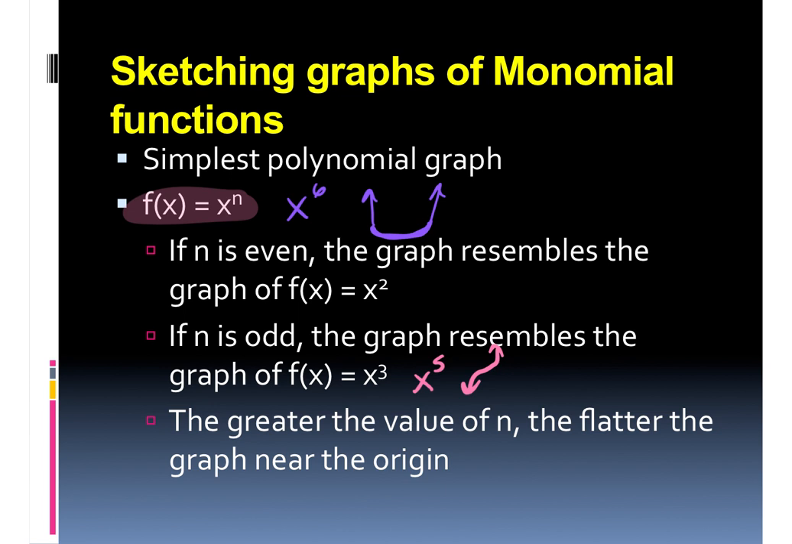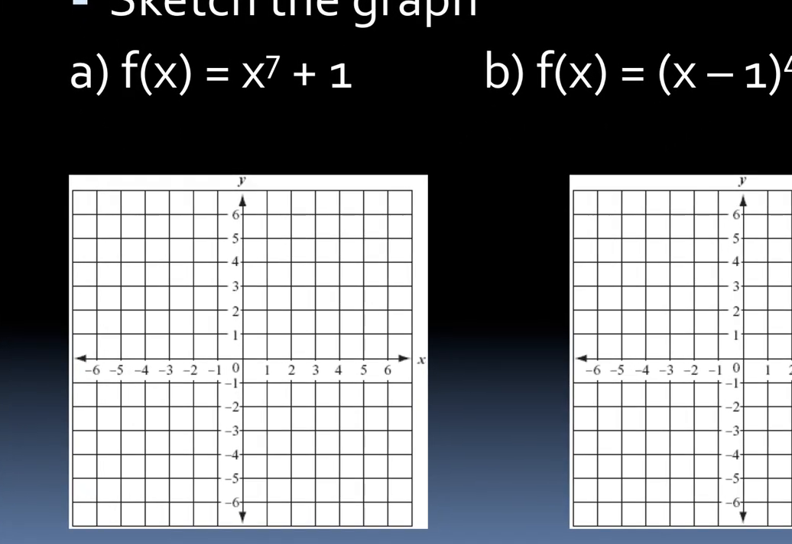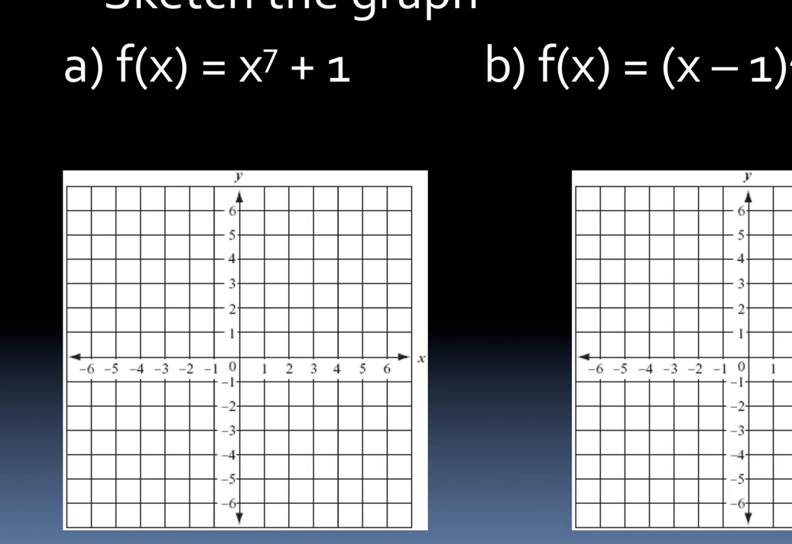And these, we're just going to approximate what these graphs look like. They don't have to be perfect. All right, so this one just says sketch the graph. And again, these are going to be approximations. But A is x to the 7th. Is 7 even or odd? Takes on the characteristics of our cubic function. It's going to point up to the right and down to the left.